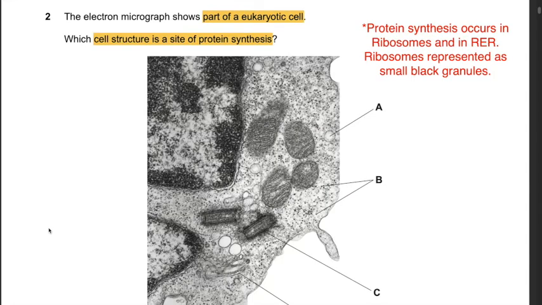Question 2. The electron micrograph shows part of a eukaryotic cell. Which cell structure is the site of protein synthesis? Now protein synthesis occurs in ribosomes and in the RER, which stands for rough endoplasmic reticulum. Ribosomes are represented as small black granules in this electron micrograph. Therefore, the answer is B.